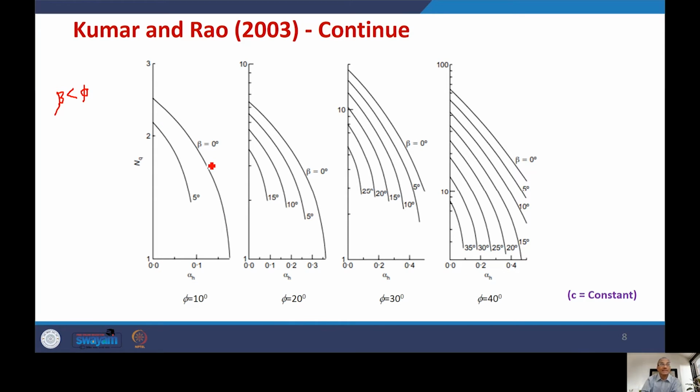Now, within that, beta equal to 0 degree means there is no slope. When alpha h increases, Nq decreases, and it becomes almost negligible.